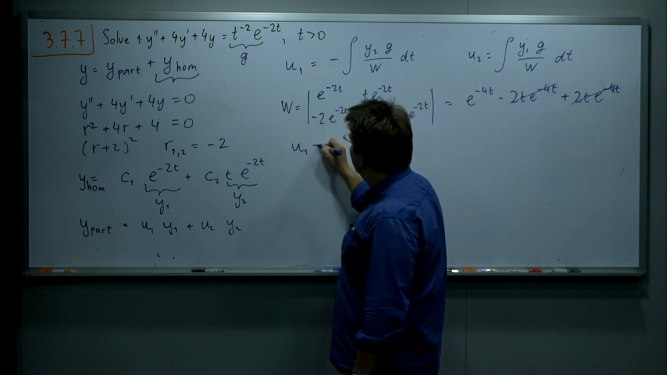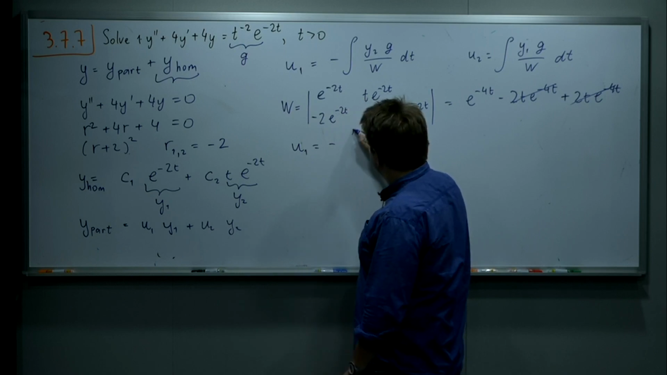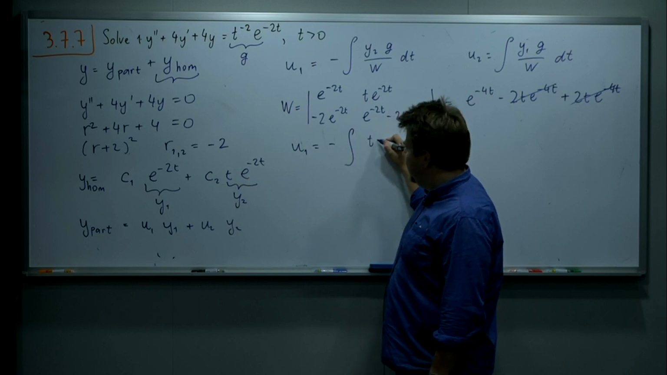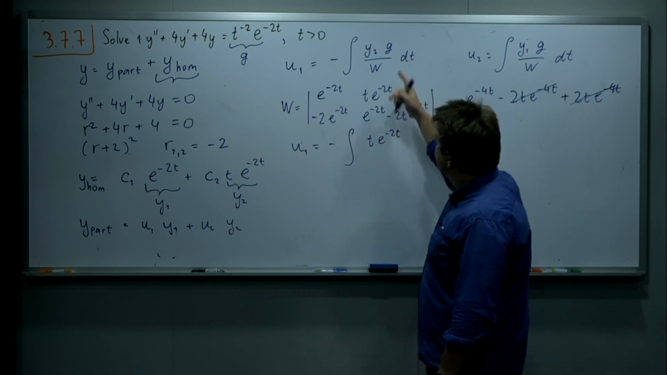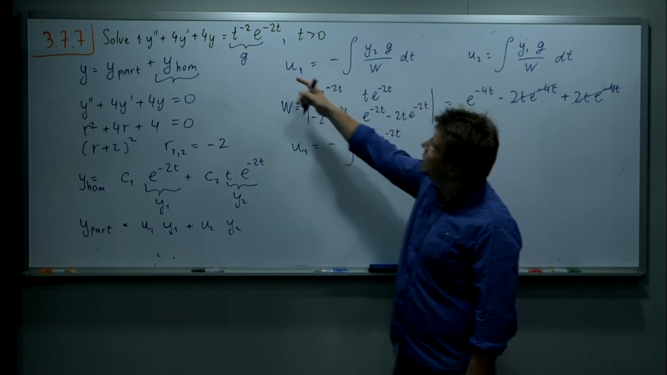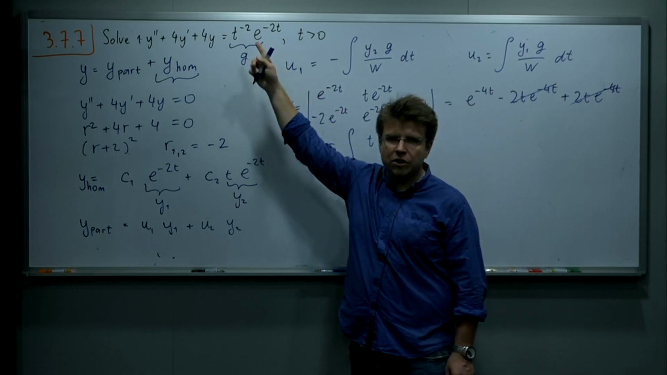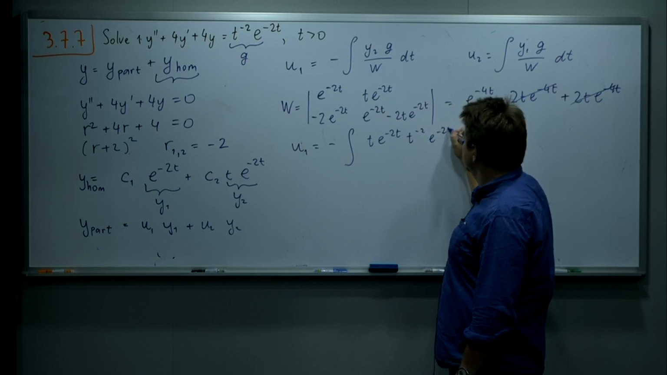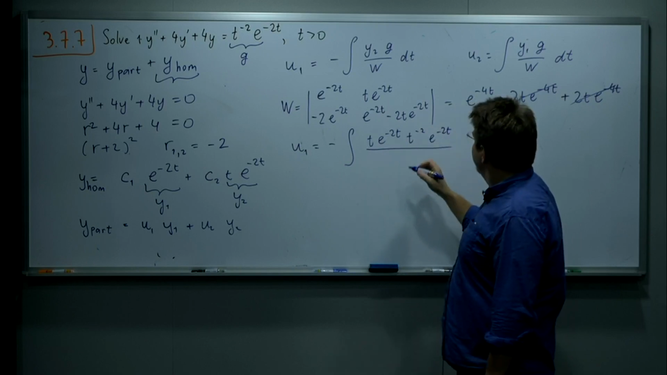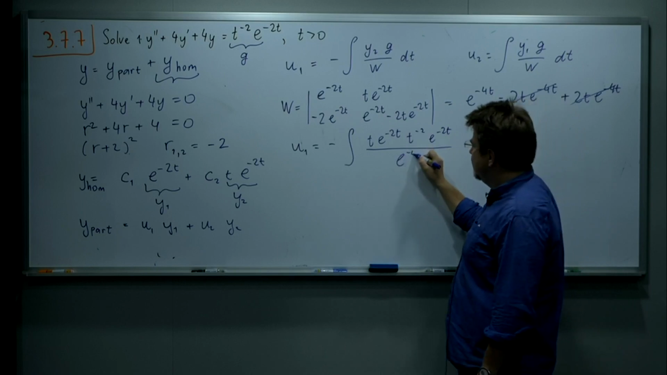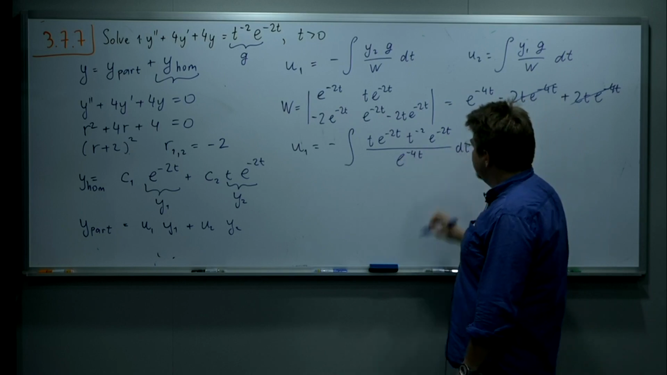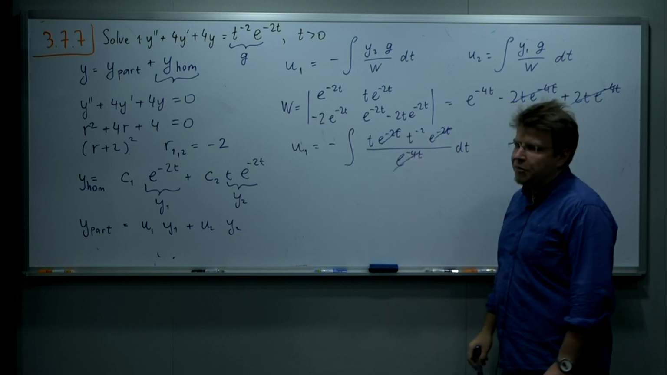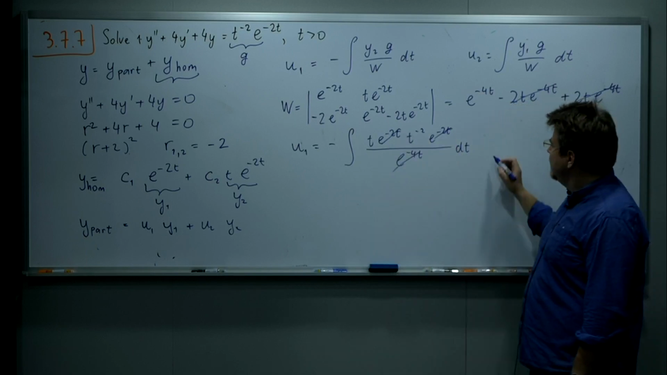So we can write u1 is minus the integral, y2 is t times e to the minus 2t, then g is our right-hand side of our original differential equation. So this is t to the minus 2 times e to the minus 2t, divided by the Wronskian, which is e to the minus 4t, dt. All exponential functions cancel out here.